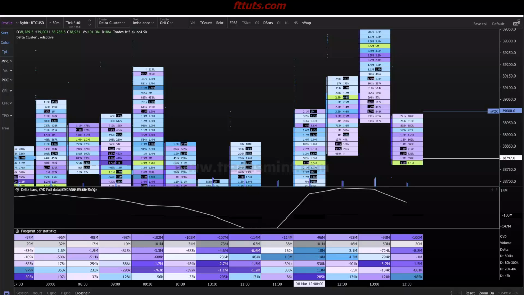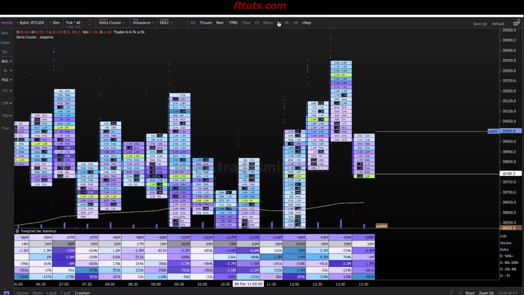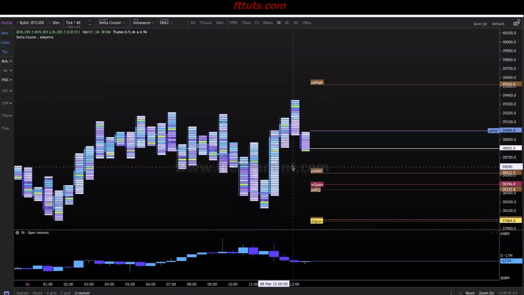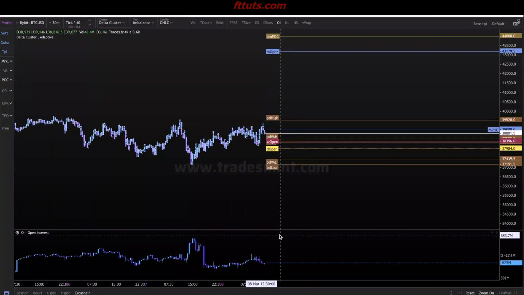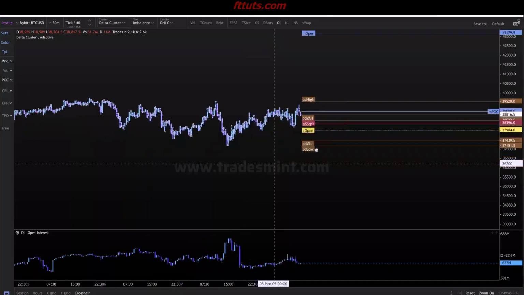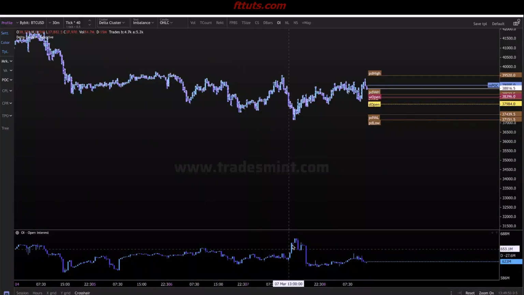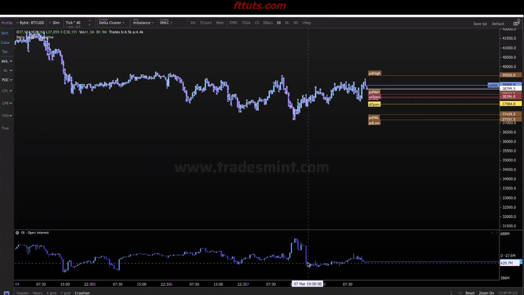Now, if we come over to our chart here, open interest is going to be up here where it says OI. And if we zoom out especially, we can really get a good view of what open interest is doing. When these candles are getting higher over time, when open interest is increasing over time, that means more and more trades are opening. And when open interest is decreasing, that means trades are closing.